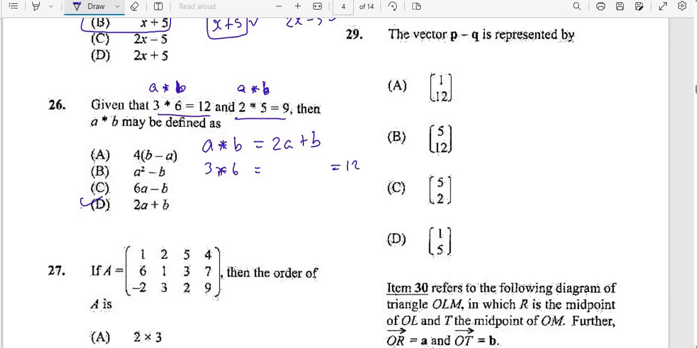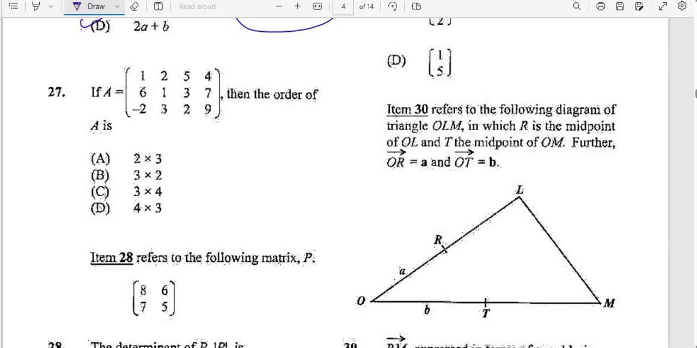Let's put 12 over here. So it's saying 2 times the A value, and the A value is 3, plus the B value, which is 6. Did we really get 12? 2 times 3 is 6, plus 6 is 12. It's correct. Now 2 star 5: 2 times the A value of 2, and the B value now is 5. We're told we should get 9. 2 times 2 is 4, and 4 plus 5 is 9. So it works, and you can see why D is the correct solution.